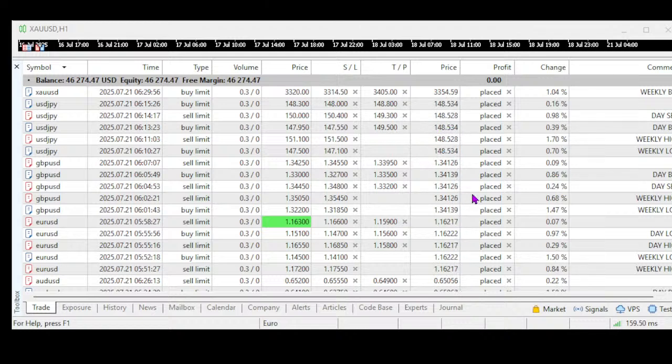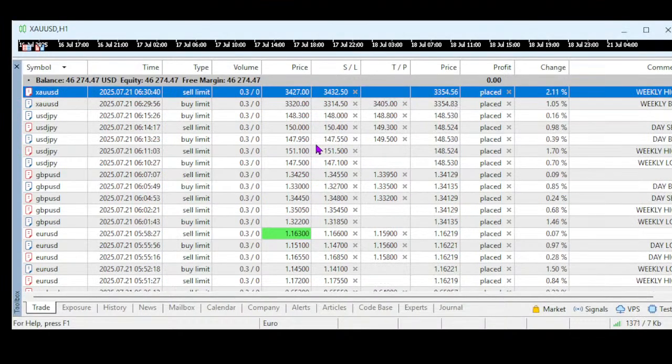Okay, that is 3427, and we'll put it as 3432.5 as the stop, weekly high. Okay, so this is the weekly high we are expecting, 3427 or 3435. That was one of the previous high levels.